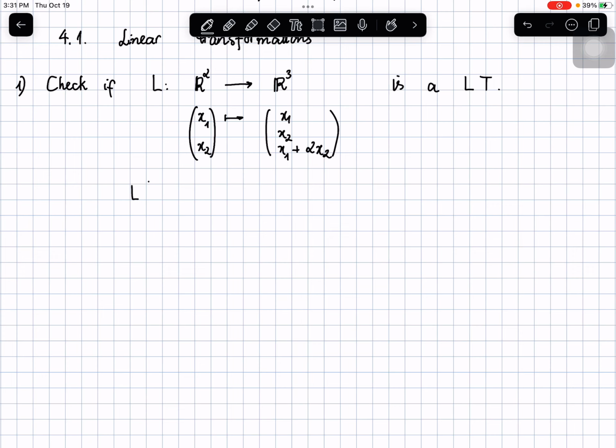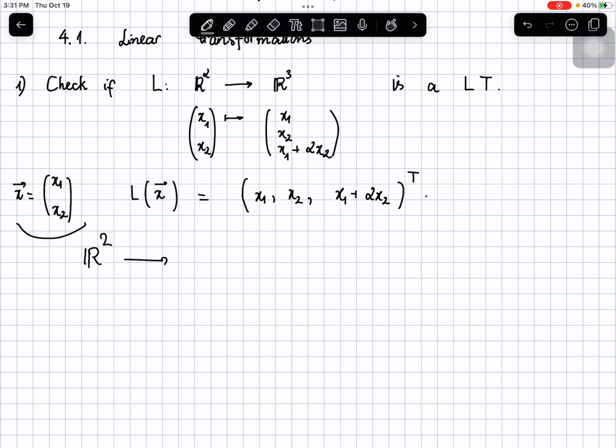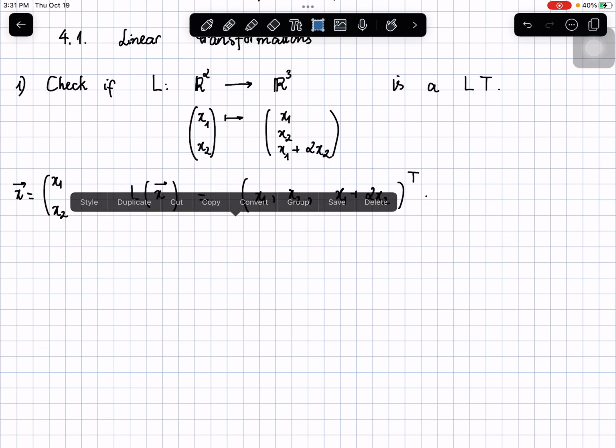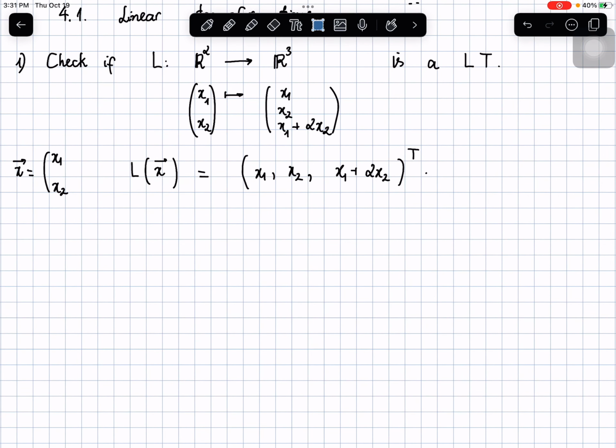They can also give us L of the form x, where x is a vector in R2, x1, x2, and they can give it in the following form: x equal to x1, x2, x1 plus 2 times x2 transpose. If the statement is like this, we know that it sends an element in R2 to an element in R3. Okay, now we check whether this map is linear.